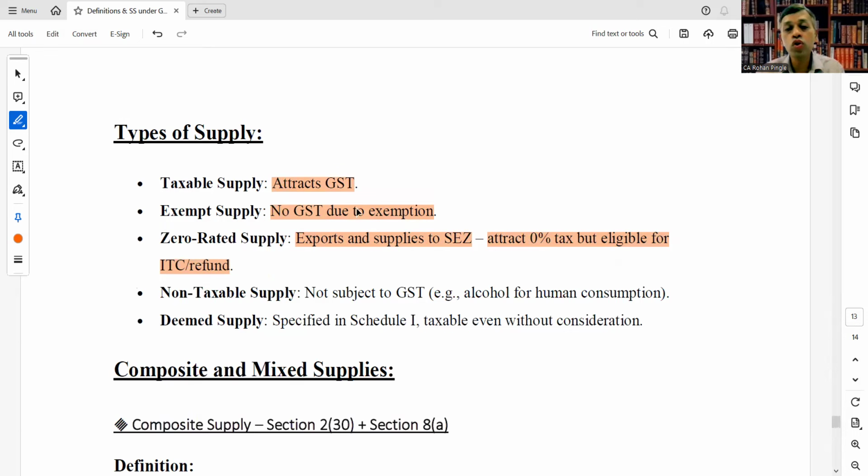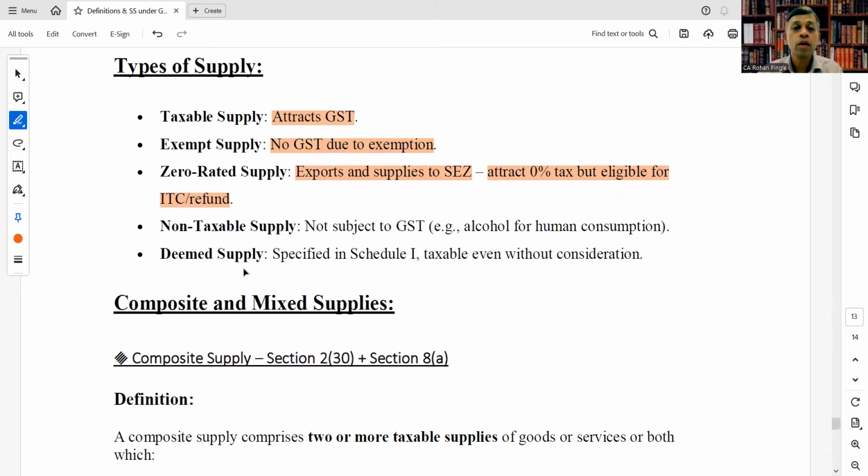Exempt supply has no GST due to exemption. But zero rated supply is a taxable supply, like export and supplies to SEZ, but attracts 0% tax and is eligible for ITC or refund. It means whatever GST you pay will be refunded to you. You can apply for a refund of your ITC, right?